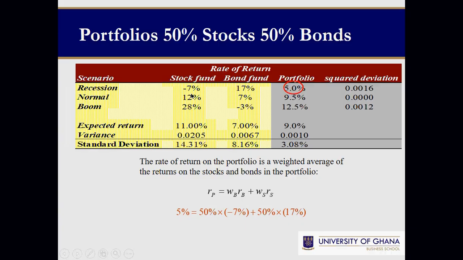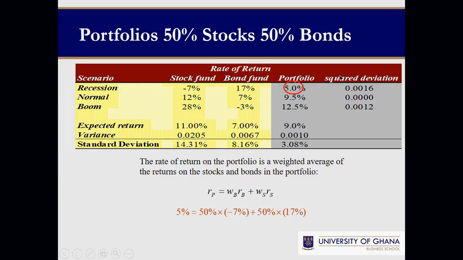What is causing this is that you take 50% times 7% plus 50% times the bond return of 7%. So that's what we did here. The rate of return on the portfolio is the weighted average of the returns on the stocks and the bonds in the portfolio, right? When you multiply the amount that you are investing in an asset by its return, you get the weighted return. So 50% is the amount you are investing, and 7% is the return, right? This is what we did for bonds plus stock.